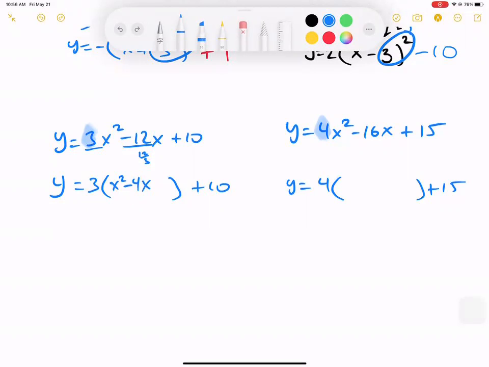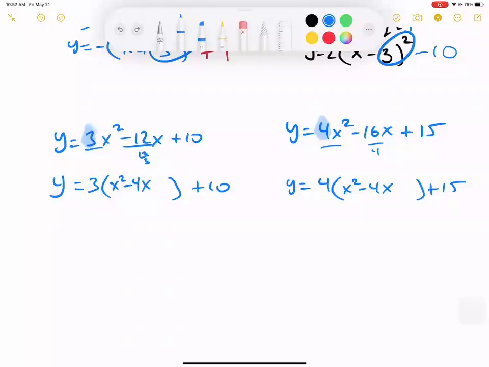Okay, on the right side, if I take out a 4, right? Take out a 4, take out a 4. 16 divided by 4 is 4. X squared minus 4x. Now that we have the 3 and the 4 out of the way, we can now complete the square.